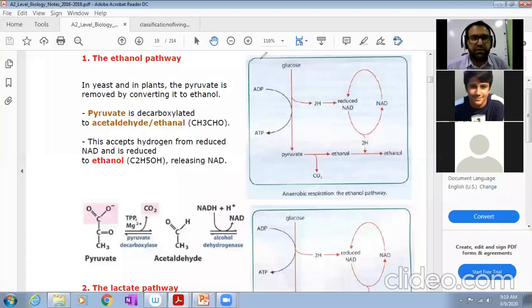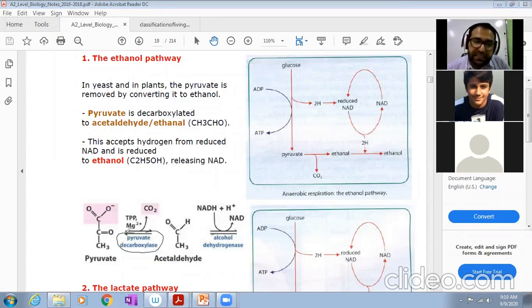All right, boys. Now let's come toward the ethanol pathway in detail. In yeast and in plants, the pyruvate is removed by converting it into ethanol, right? Now, first step, what will happen? Remember, this pyruvate will convert into acetaldehyde with the help of the enzyme pyruvate decarboxylase.